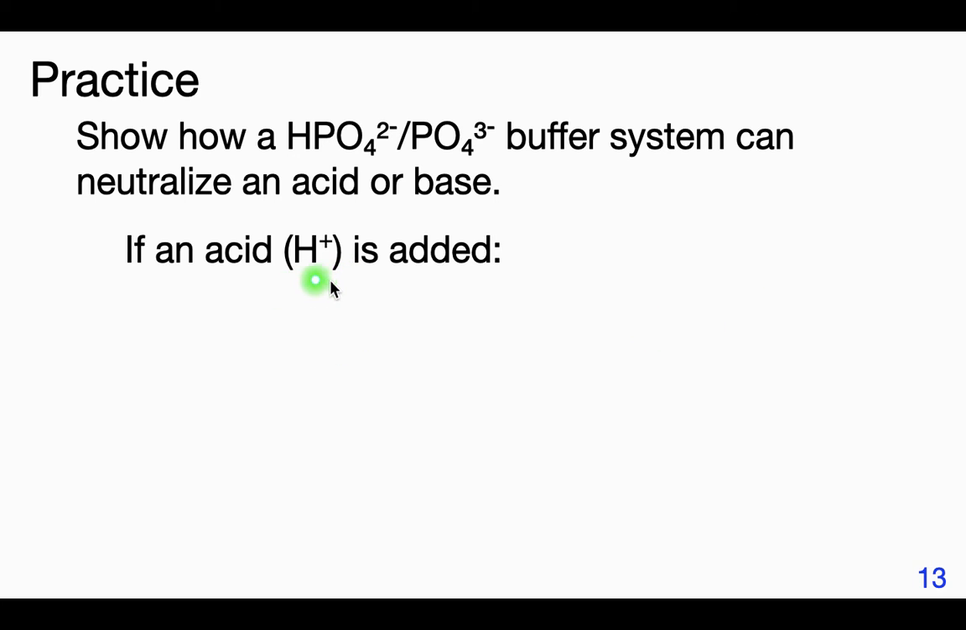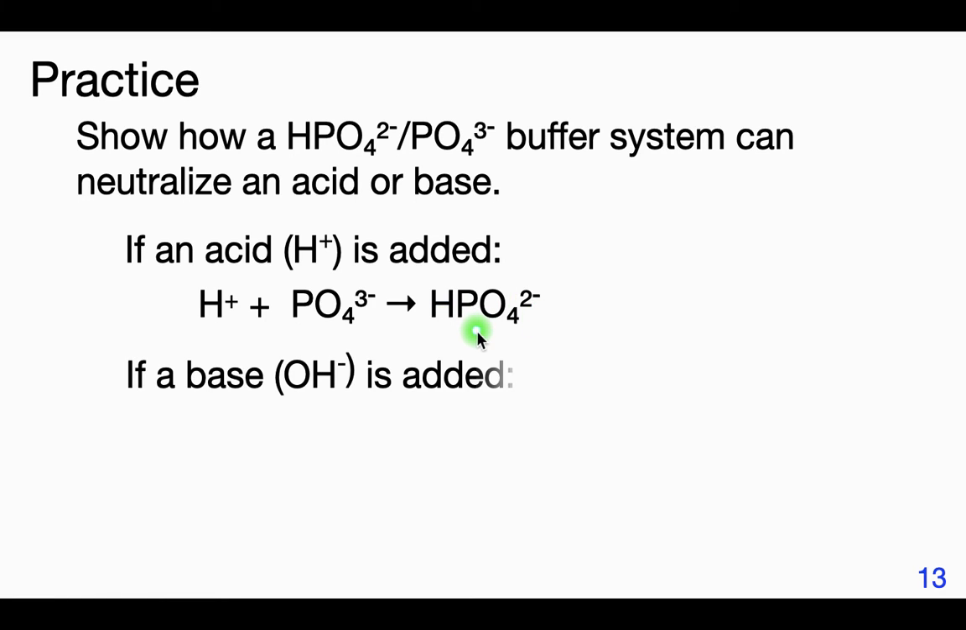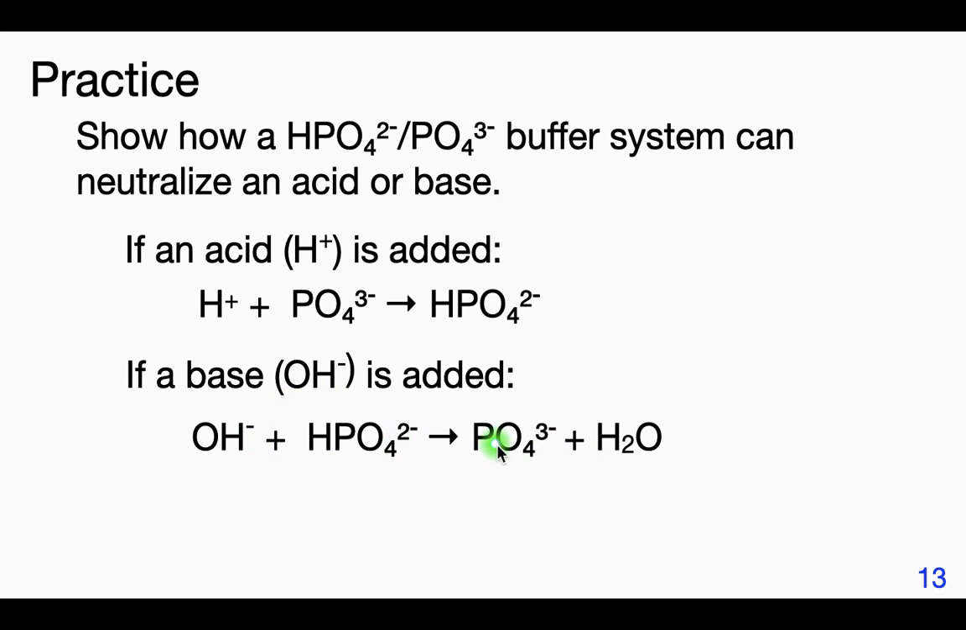Okay, if an acid is added, then it's going to bond with the phosphate to form the biphosphate ion. If a base is added, it'll react with the biphosphate ion to form the phosphate ion and water.